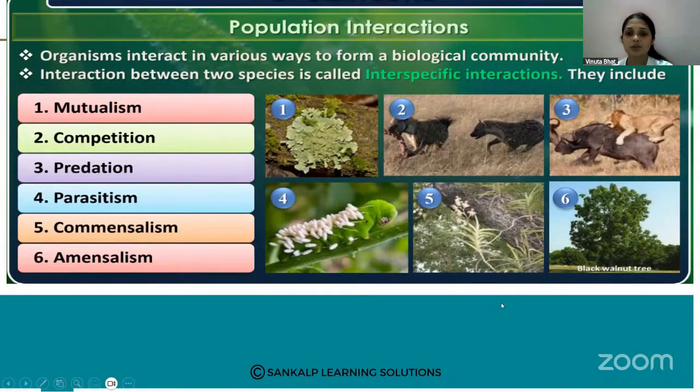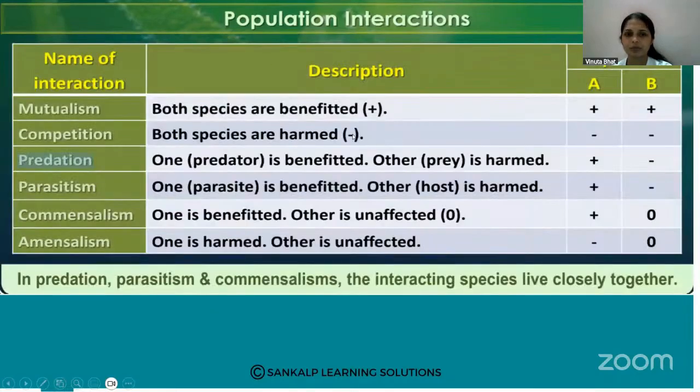Okay, so what is mutualism? Where both the species are benefited. We are studying this in detail, with some examples of how both species are benefited. And competition. In competition both species are harmed.